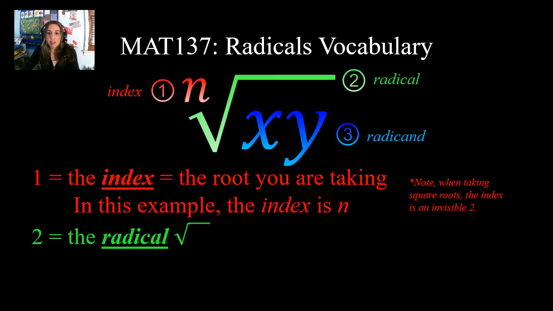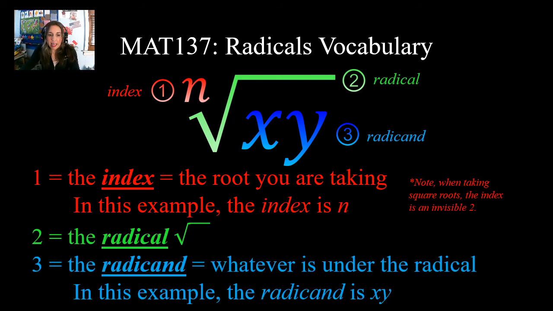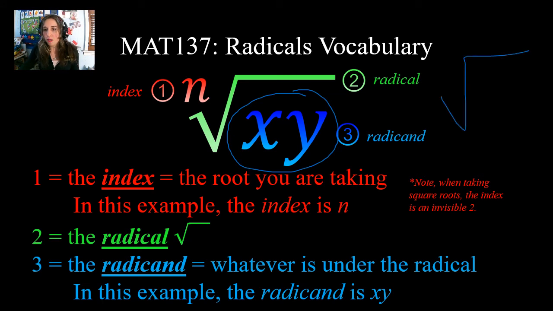And then, of course, the last thing is the radicand. The radicand is whatever is under the radical, okay? So it's whatever you see inside here. So in this example, the radicand is xy. It's whatever you're taking the root of. In that example I used before, the radicand would be 16. It's whatever number or variable or whatever is underneath your radical, that we refer to as the radicand.